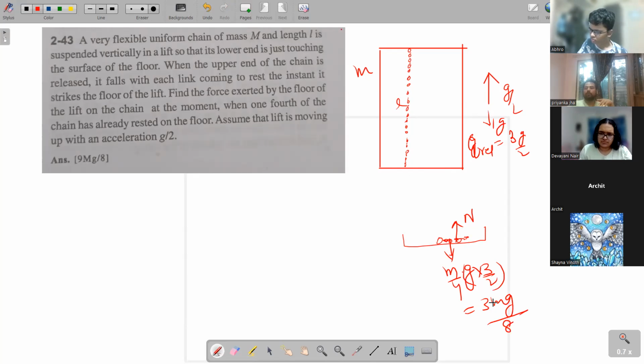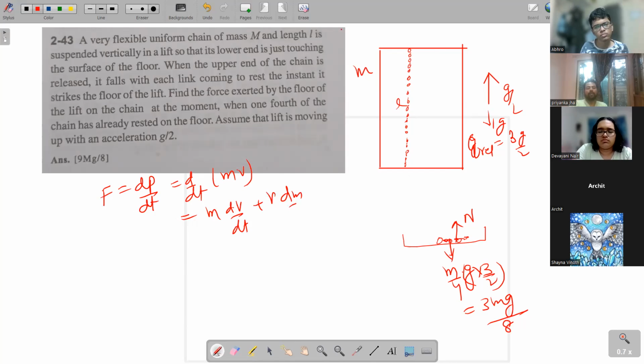So this force plus one more thing. You can see that the chain is falling down to the floor, so there is a momentum change. If you look at Newton's second law, force equals rate of change of momentum, and momentum is mass into velocity. So two things can happen. If you apply the chain rule, it will become m dv by dt plus v dm by dt.